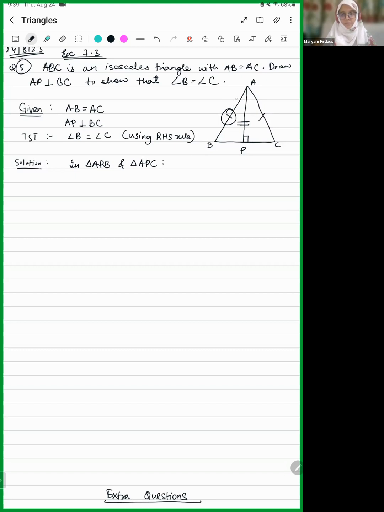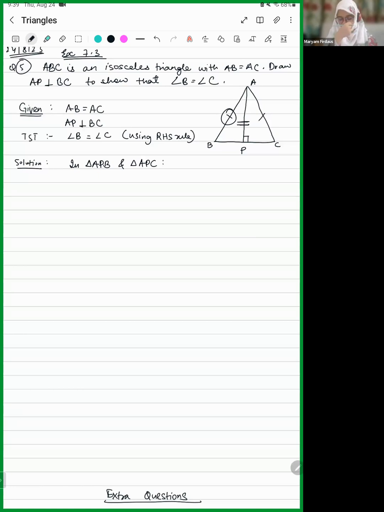Ma'am, does the perpendicular act as an altitude? Yeah, this is an altitude, but right now you just have to use the RHS rule. If it acts like an altitude, then SAS also can be done. But primarily we can use RHS.